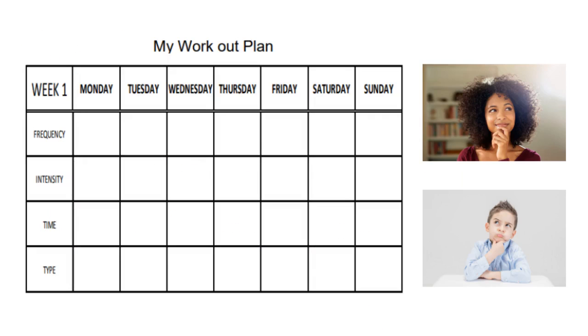This is the table for your My Workout Plan. Week 1, from Monday to Sunday. Indicate the frequency, intensity, time, and the type of exercise that you will be using in order to achieve your goals. Make your goals realistic and achievable, or else this will be a waste of time and effort.